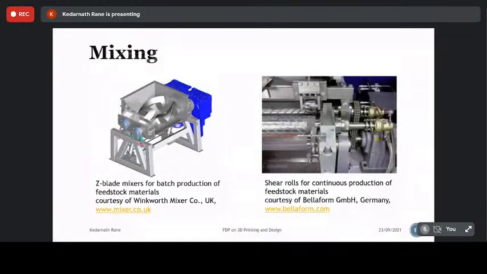Again, there are very specific companies which manufacture this kind of feedstock. So you can research this aspect. Who is manufacturing? One of the big players is BASF, to get this kind of feedstock ready. But you can anyway use your own Z blade mixer to manufacture a customized powder feedstock.